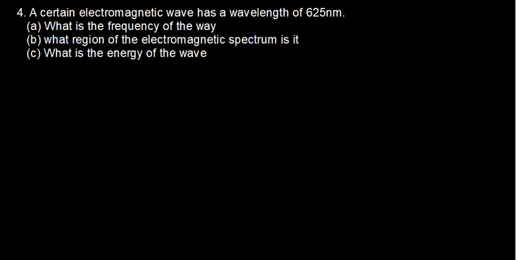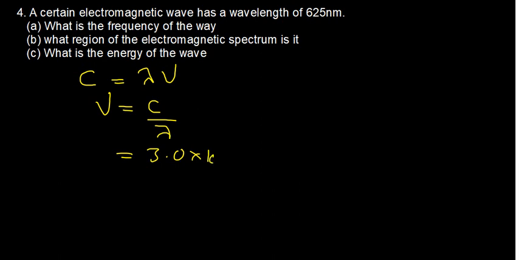All right. So the next question that we've been given: a certain electromagnetic wave has a wavelength of 625 nanometers. Now, what is the frequency of the wave? Now, we know that the speed of light is given by wavelength times frequency. So I want to calculate the frequency. Therefore, the frequency will be the speed of light over wavelength. And we know the speed of light is 3.0 times 10 to the power 8 meters per second, divided by the wavelength, which is 625. Now it is in nanometers.